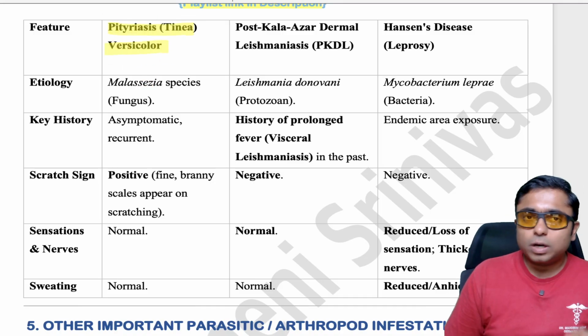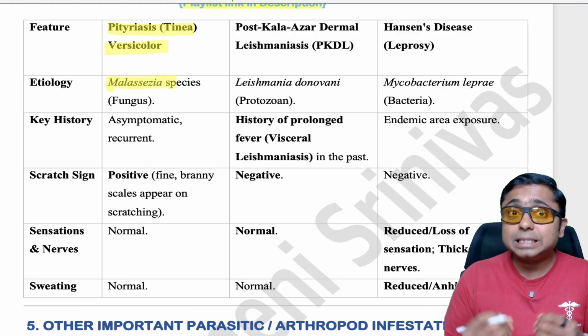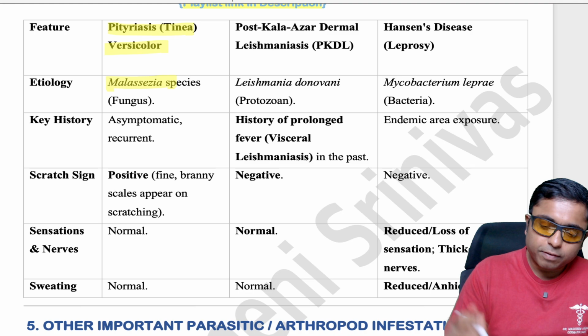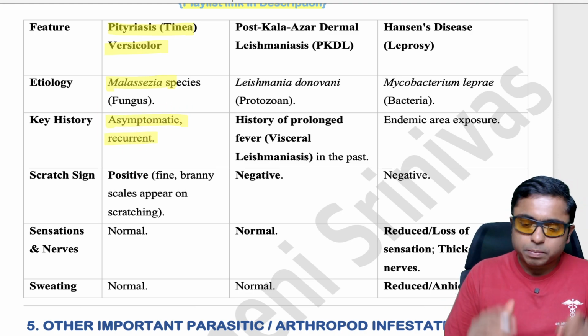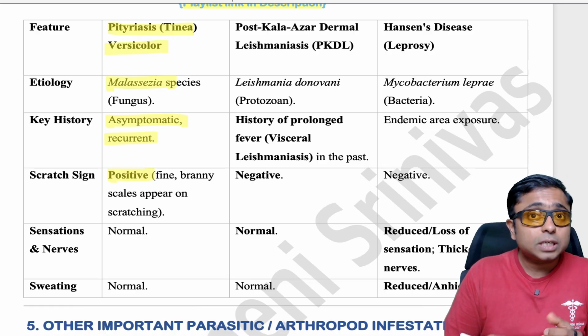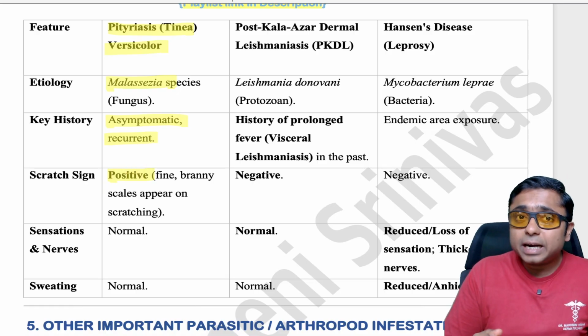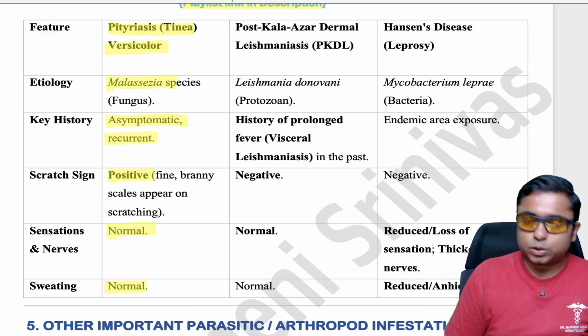So Tinea versicolor, Pityriasis versicolor, better term. The causative organism is obviously a fungus, Malassezia species, Malassezia globosa and furfur, where there are going to be asymptomatic recurrent lesions present over the trunk, and there is going to be scaling which is called furfuraceous scaling, which can be identified with the help of the scratch sign. Sensations are normal, sweating is also normal.